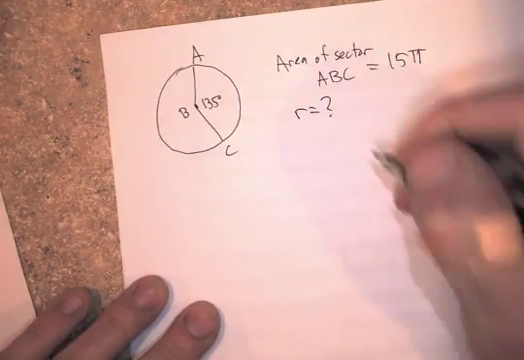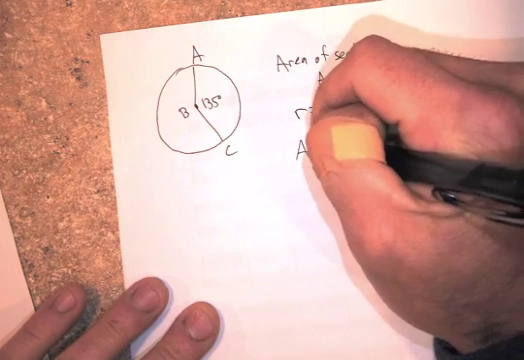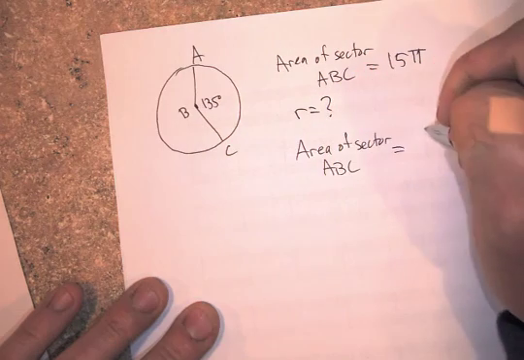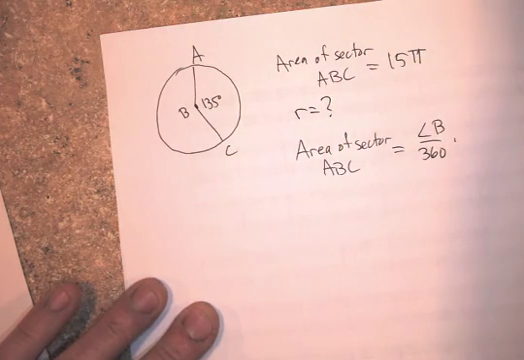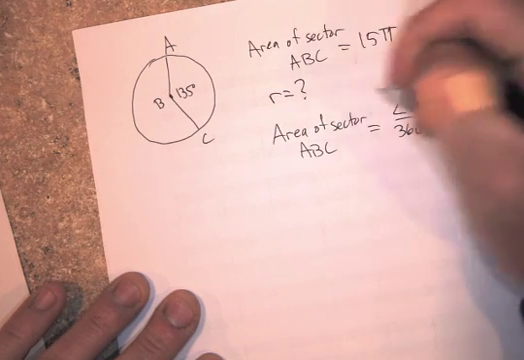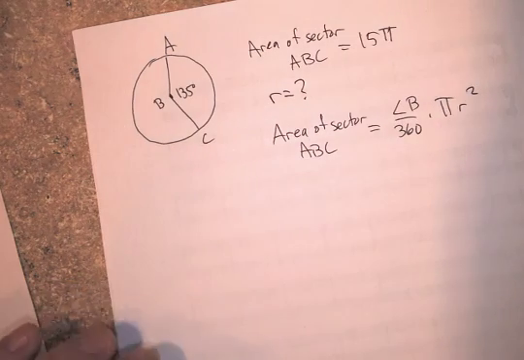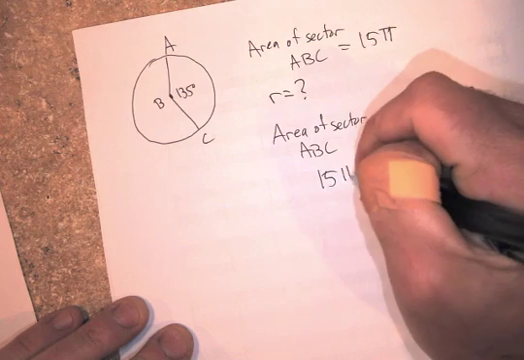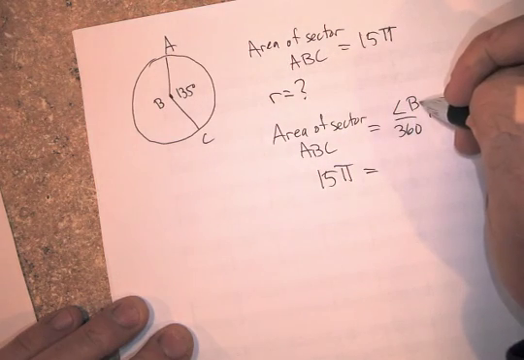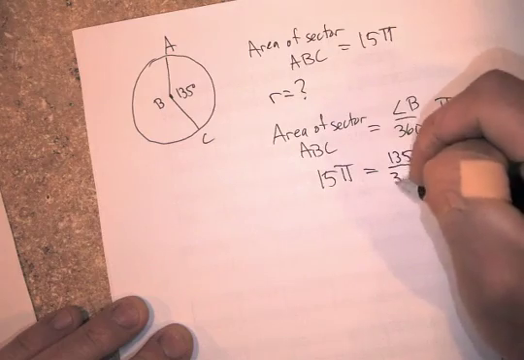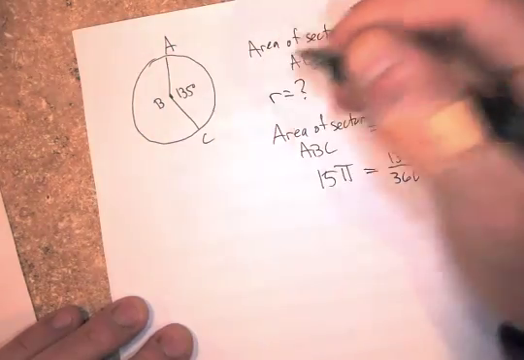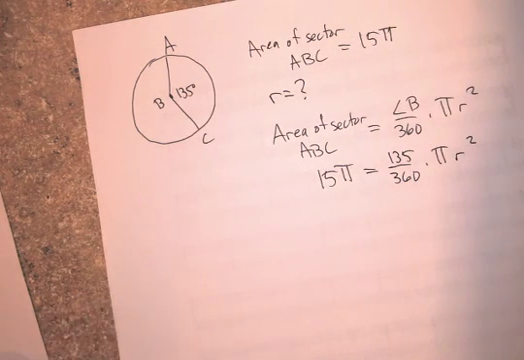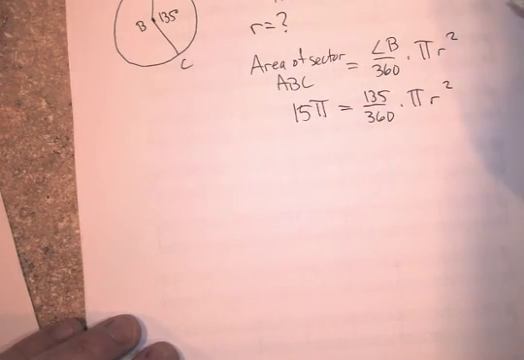Okay, always just go back to your formula. I mean, if you get totally lost, go back to your formula. Area of sector ABC, angle B over 360 times, since we're trying to find R, it makes sense to put the pi r squared here. All right, plug in everything we know. Area of the sector, 15 pi. Angle B, 135. Radius was given, actually, let's see. Nope, we're trying to find the radius. That goes r squared. Okay, so that's this thing we're trying to solve here.